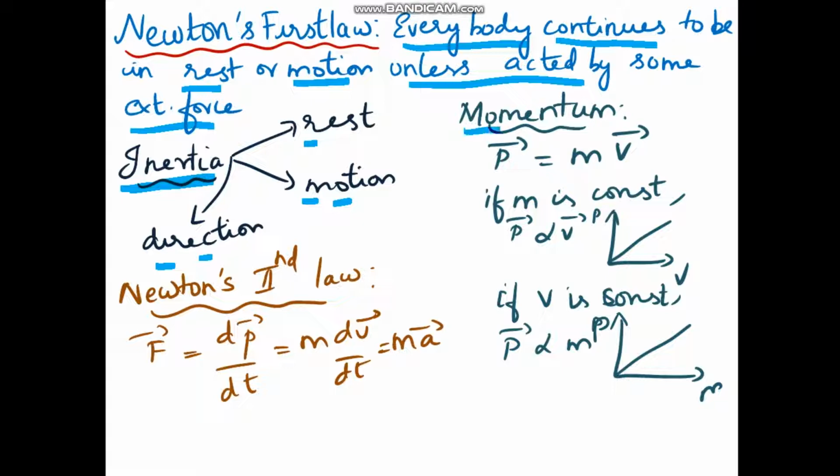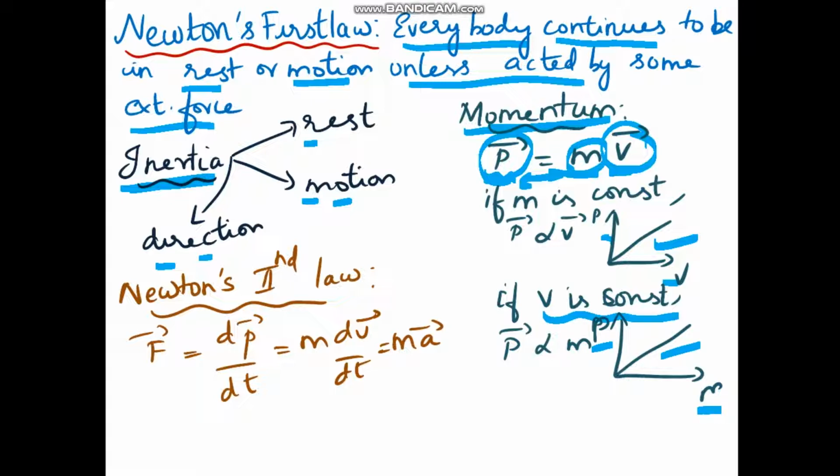Now let us introduce a new term in this chapter, which is momentum. Momentum is indicated by P. Momentum is equal to mass into velocity. This is the formula of momentum. If m is constant, then momentum is directly proportional to v, which we indicate by a straight line. If velocity is constant, then momentum is directly proportional to mass. So the graph for momentum versus mass is a straight line if velocity is constant.